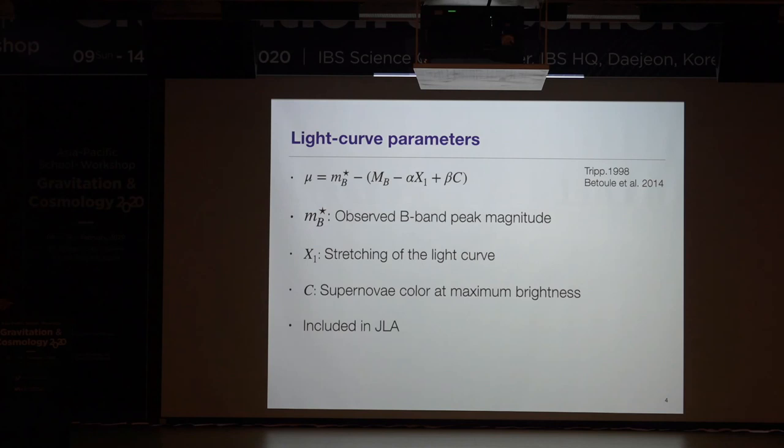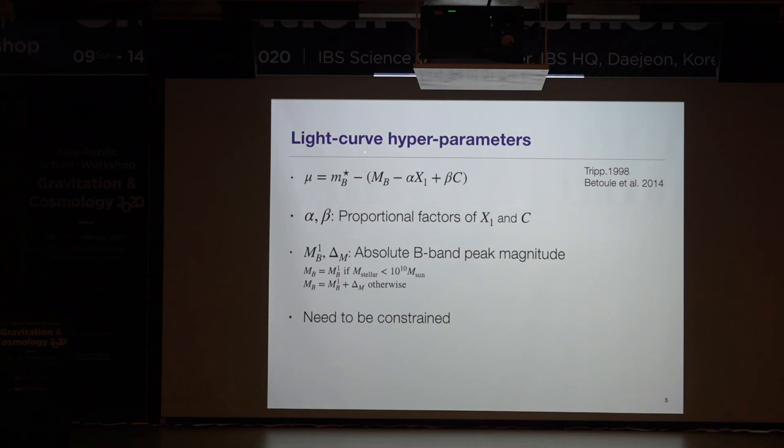I will give more explanation about the light curve parameters. You can see this equation, which is commonly used for deriving the distance modulus from the light curve information. The small m_B star indicates the observed B band peak magnitude, x1 indicates the stretch of the light curve, and c indicates the supernova color at maximum brightness. All of this information is included in JLA, so we can use it to derive the distance modulus. The problem is that there are other parameters. These are usually called light curve nuisance parameters, but they can also be called light curve hyperparameters, so we decided to call them hyperparameters. Those hyperparameters are alpha and beta, which are proportional factors of x1 and c, and M_B^1 and delta M, which have information about the absolute B band peak magnitude.